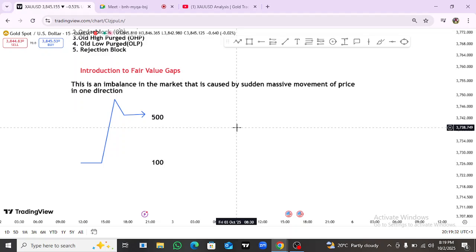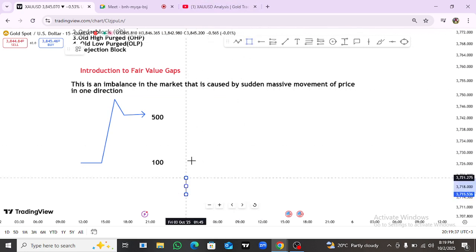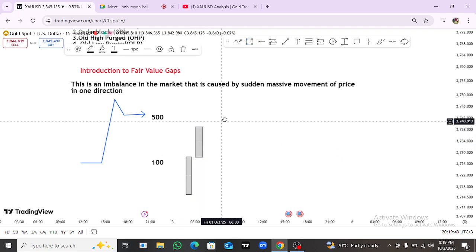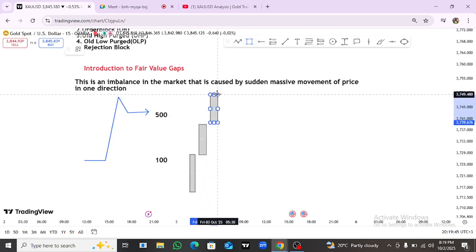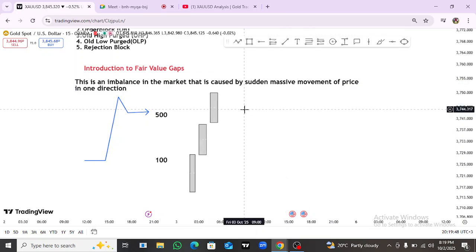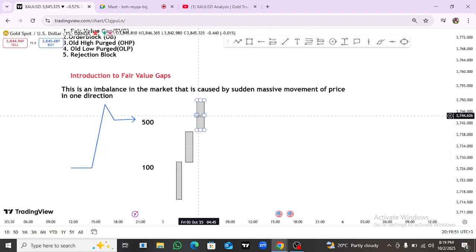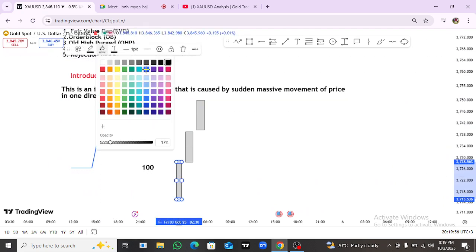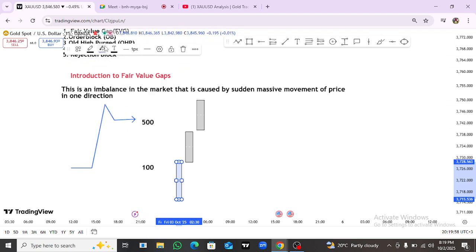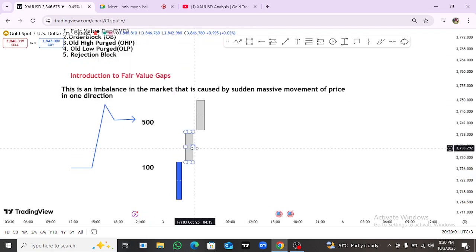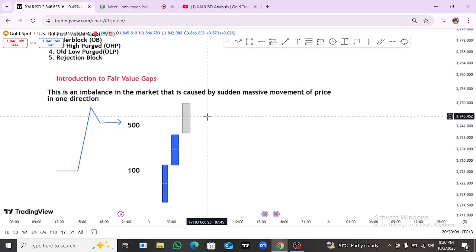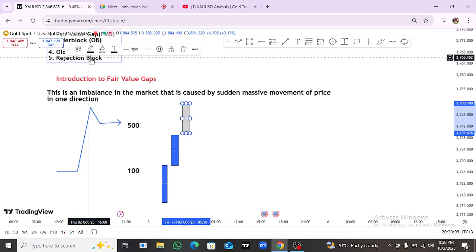So let me explain this concept of fair value gaps. When we have the market moving upwards, these are candlesticks, maybe bullish candlesticks because we are moving upwards. This is price now moving upwards, a very massive movement of price. Let me use blue to depict the bullish nature of price. This is a very bullish movement, price moving upwards with a lot of momentum.